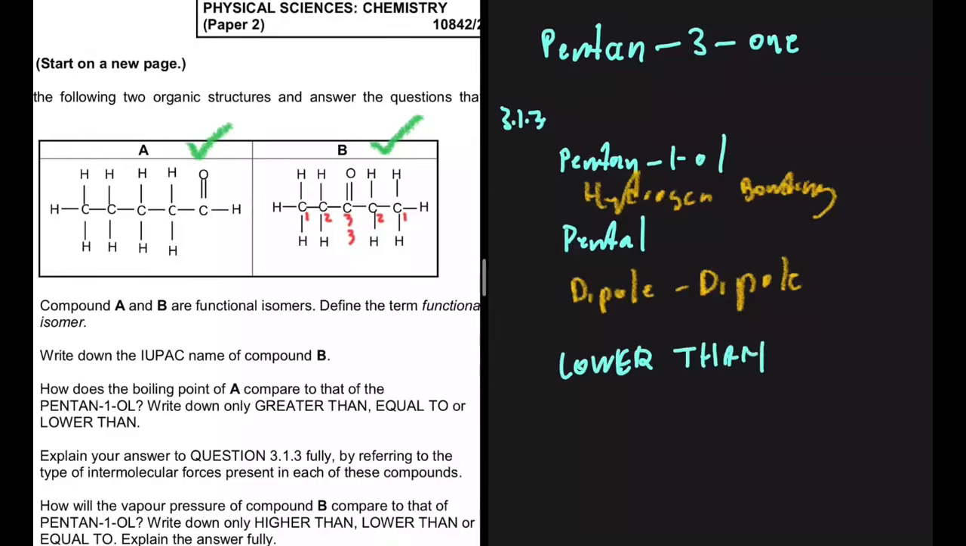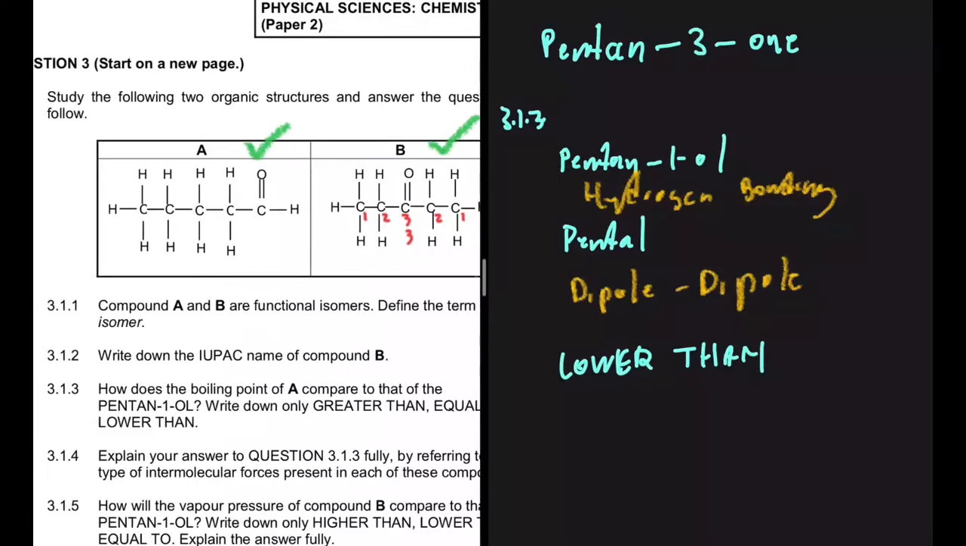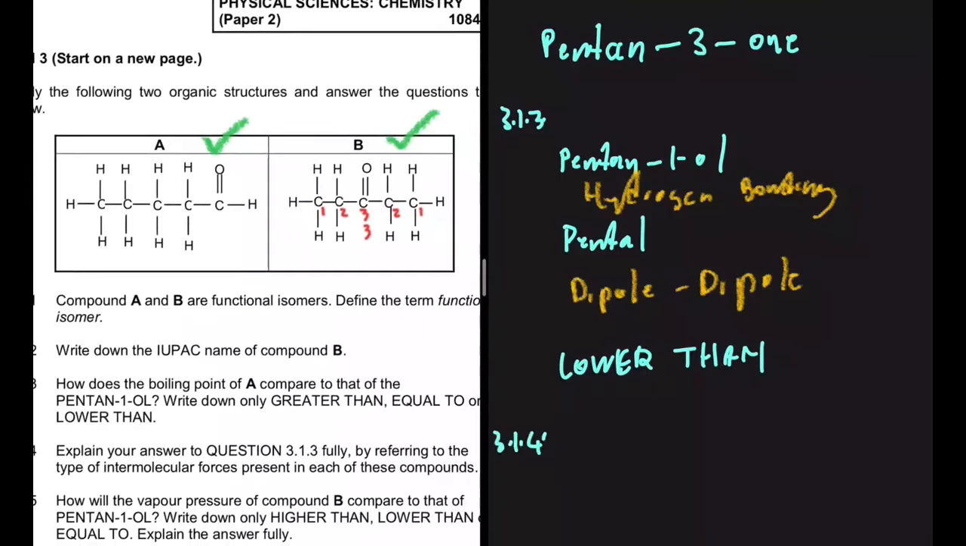Let me explain why that is the case in 3.1.4. The intermolecular forces in pentan-1-ol, which happen to be hydrogen bonding, are stronger than the intermolecular forces in pentanal, which are dipole-dipole. And if you have stronger intermolecular forces, then more energy is required to overcome those intermolecular forces in that compound. As a consequence, the alcohol, pentan-1-ol, will have a higher boiling point. That is the answer to 3.1.4.